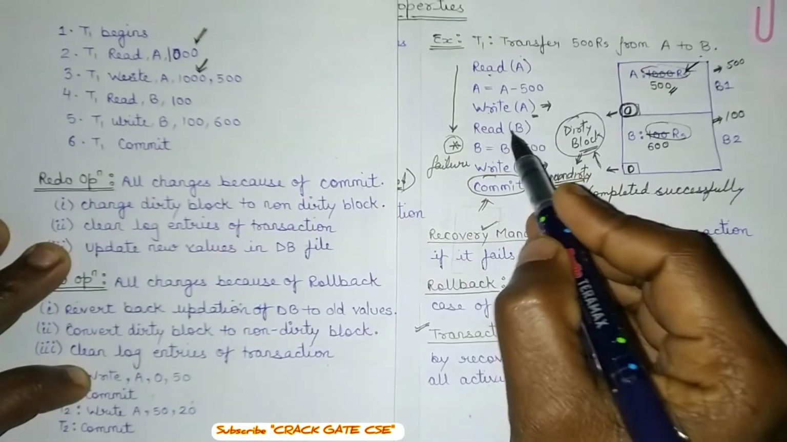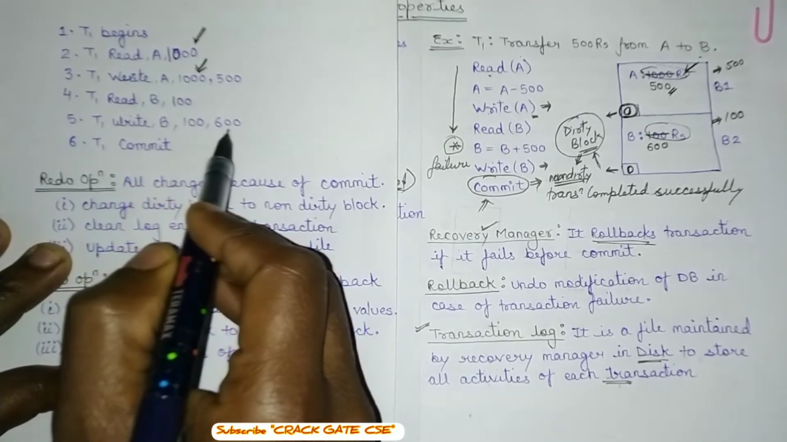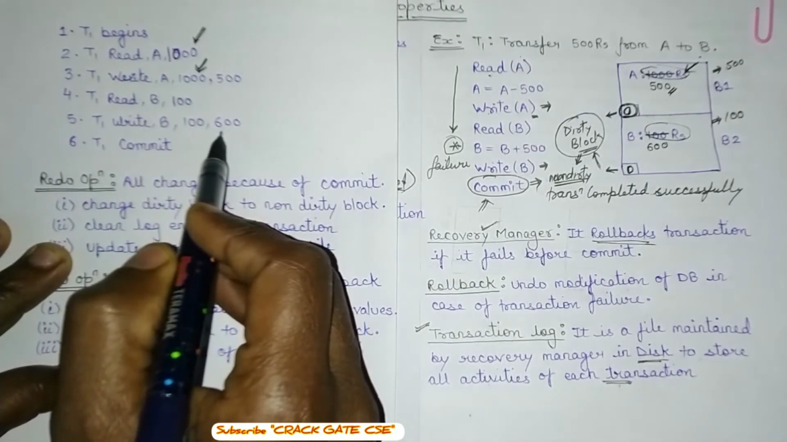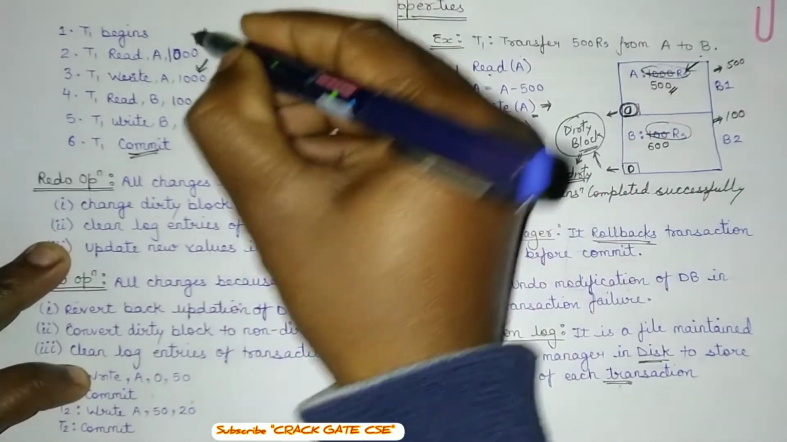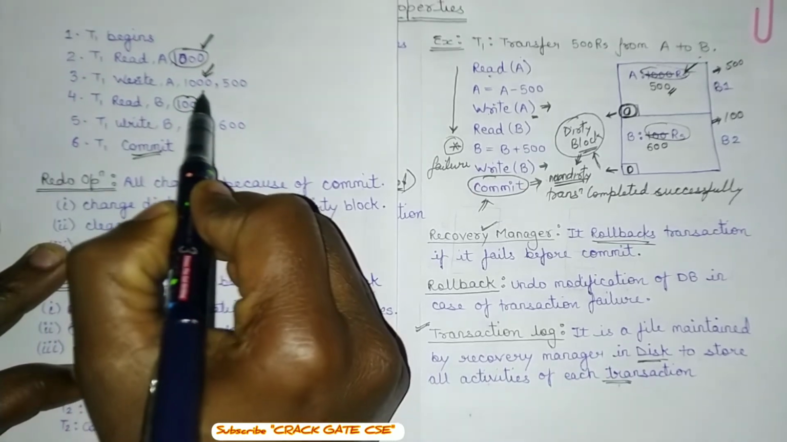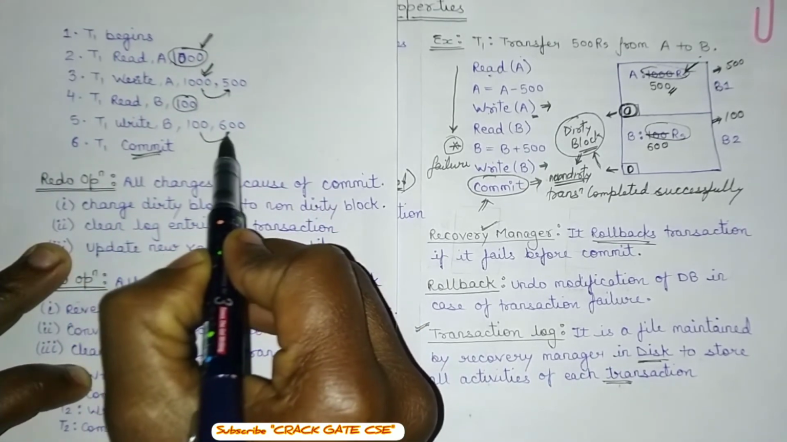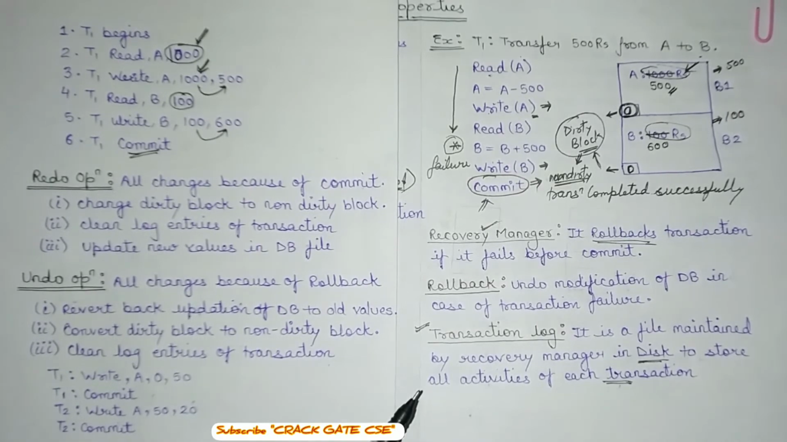Then we read B, which is 100. Then we updated the B and added 500 rupees to it. So from 100 we changed it to 600, and then it is committed, right? So from here we can know what the initial values are. The initial values are 1000 and 100, and we have updated from 1000 to 500, from 100 to 600. So this transaction log helps the system or the database or the recovery manager component to roll back to the initial values, right?